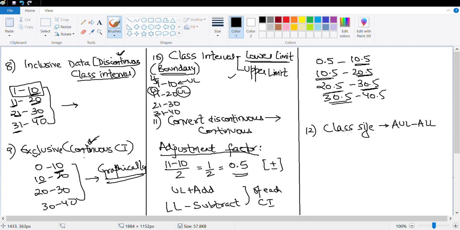Now this is known as the original class interval and this is known as the actual class interval.